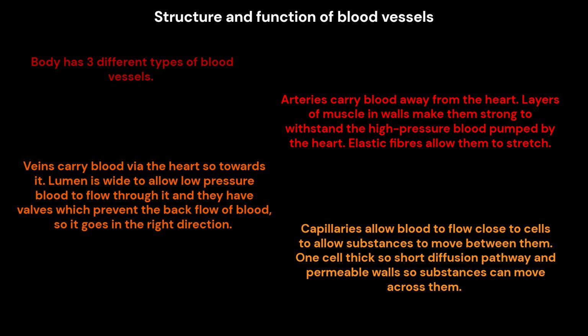Veins carry blood back to the heart, so towards it. The lumen is wide to allow low-pressure blood to flow through it, and they have valves which prevent the backflow of blood, so it goes in the right direction. Capillaries allow blood to flow close to cells to allow substances to move between them. They are 1 cell thick, so there is a short diffusion pathway, and they have permeable walls, so substances can move across them.